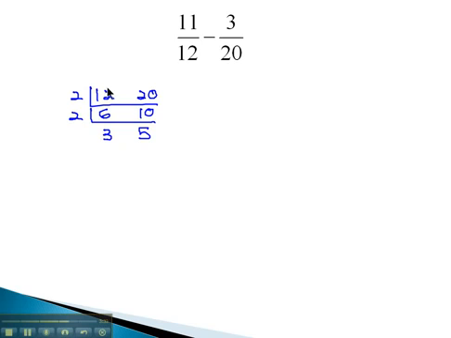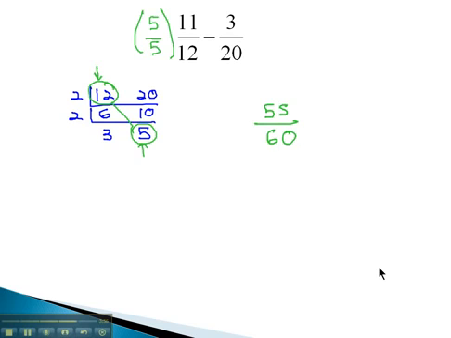Here's what's interesting about the stack method. To get the least common denominator, we will multiply 12 times 5. But what's even nicer is the fraction with 12 needs to be multiplied by 5 over 5. It tells us the number we need to multiply by. 5 times 11 is 55, and 5 times 12 is 60.